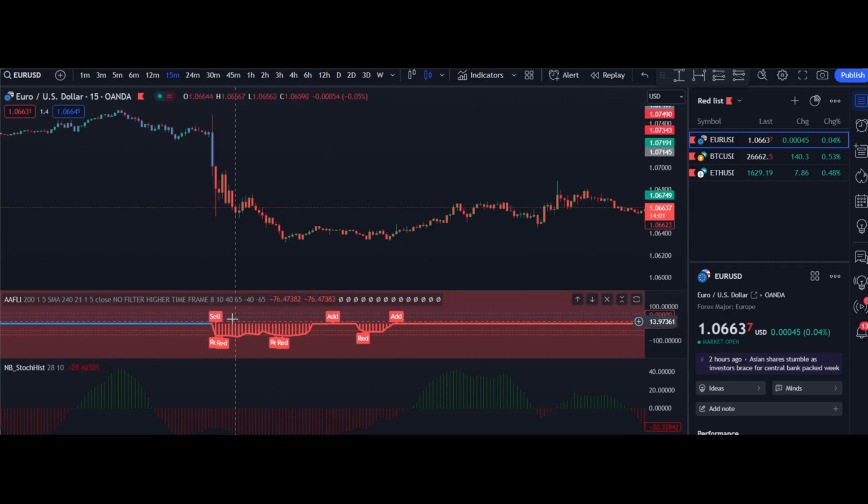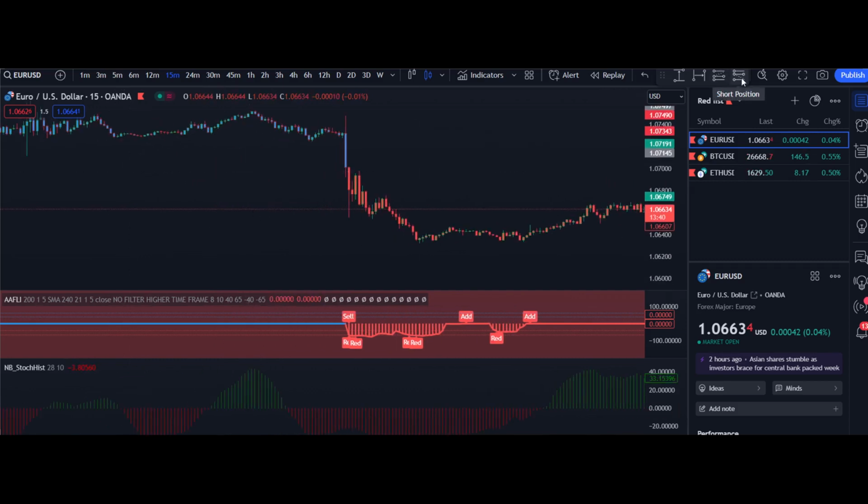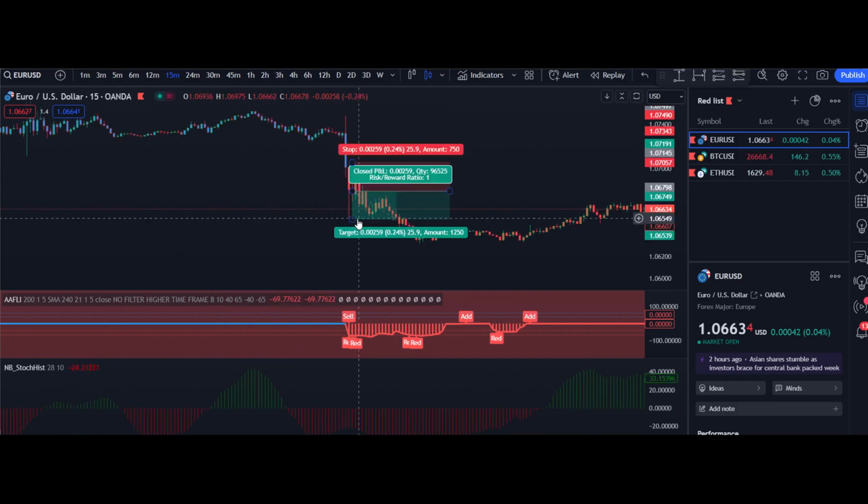So the AAFli indicator is going to be our main indicator. We're just going to sit here and we're going to wait for a sell position to occur. After that, we're going to make sure that the histogram is in the red. After that occurs, we can take our short position. We wait for the candle to close and we're going to open the trade right here.